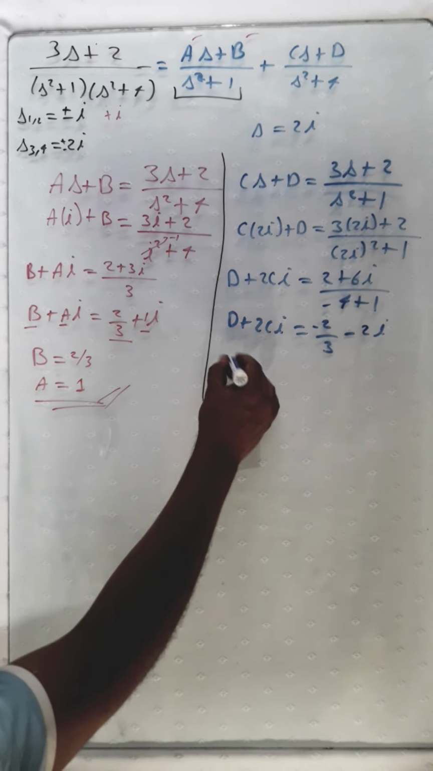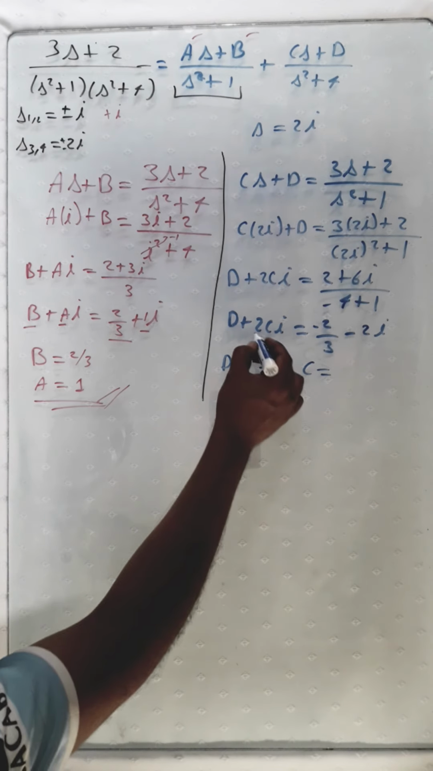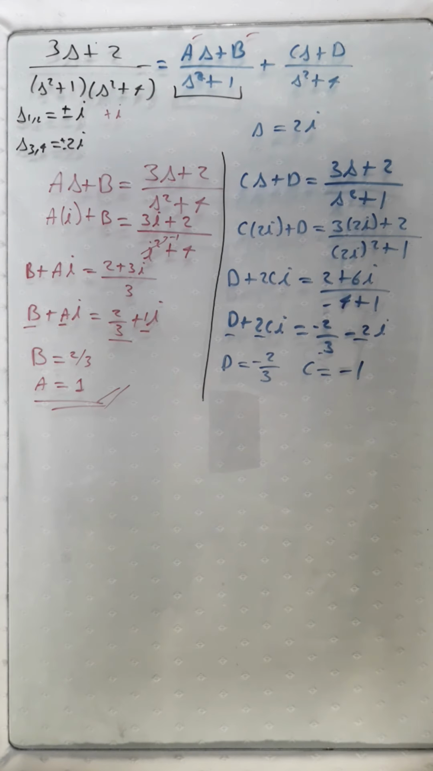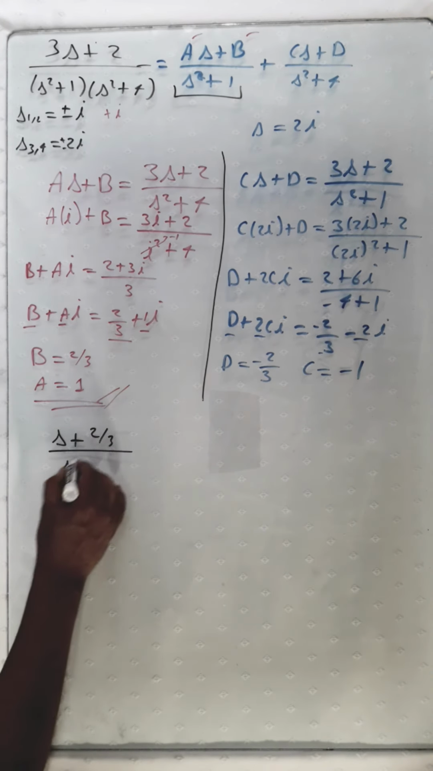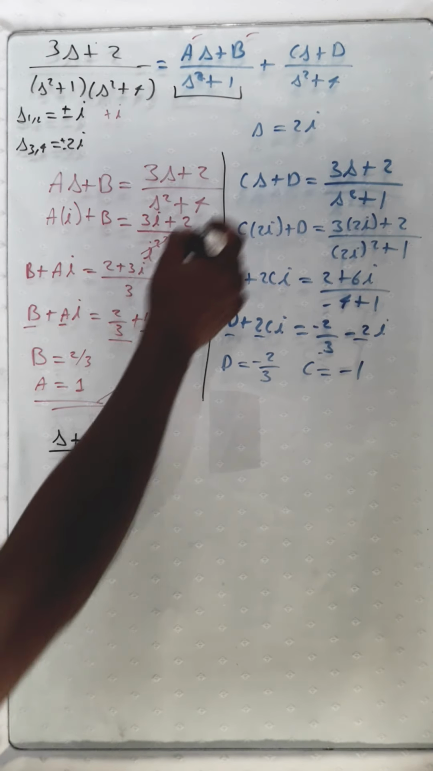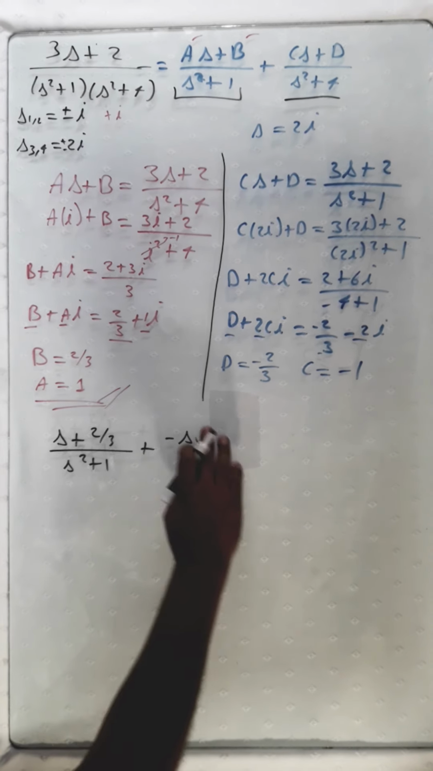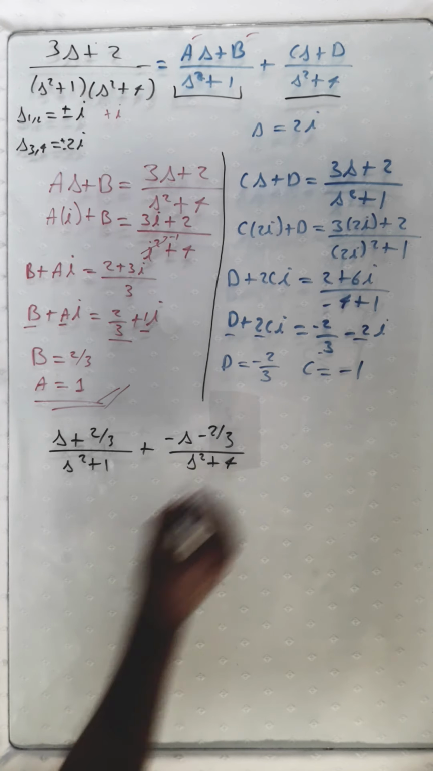Okay, so the value of d happens to be minus 2 over 3, and c is equal to minus 1. So what we have done is to find the values of a, b, c and d. The value of a is s, plus the value of b, 2 over 3, over s squared plus 1, plus the other fraction: c is equal to minus s, plus the value of d, minus 2 over 3, over s squared plus 4.